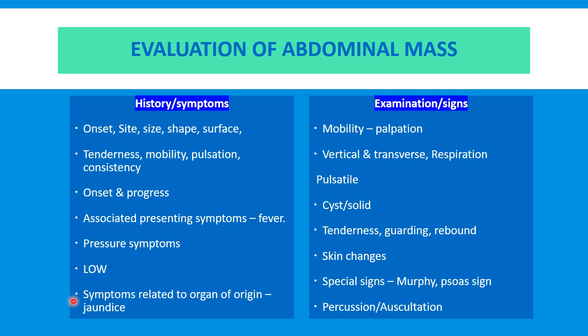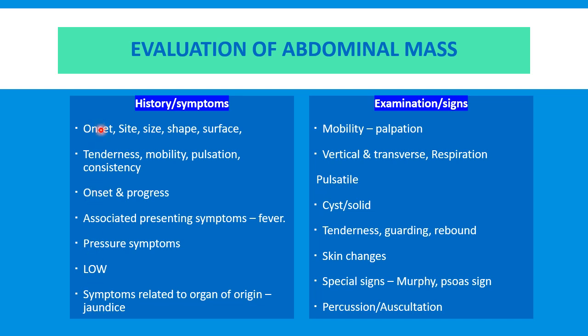And lastly, symptoms related to the organ of origin. For example, if it is the biliary system, then you must look for symptoms related, which will be jaundice. If it is coming from the stomach, then we have epigastric pain or vomiting. So, symptoms related to the organ of origin of the mass.